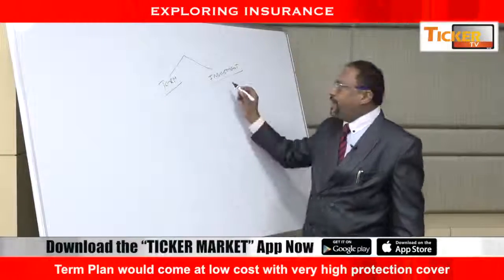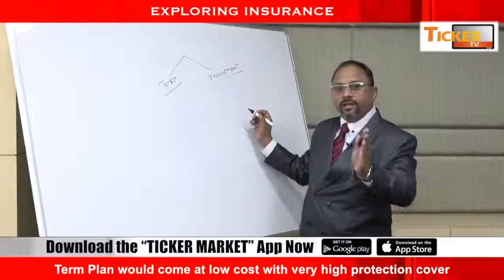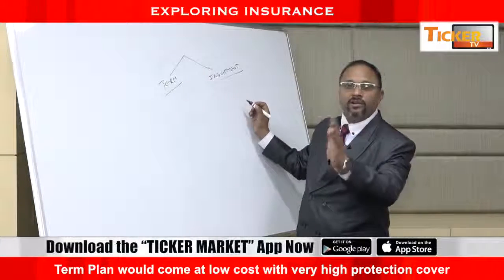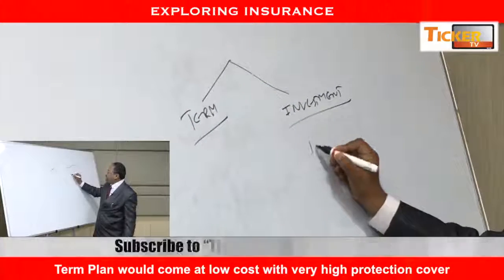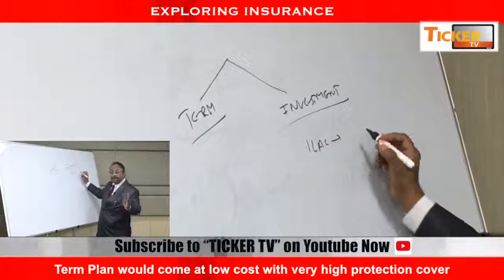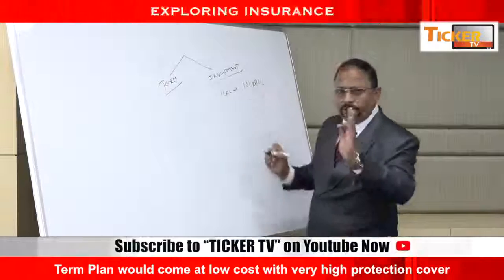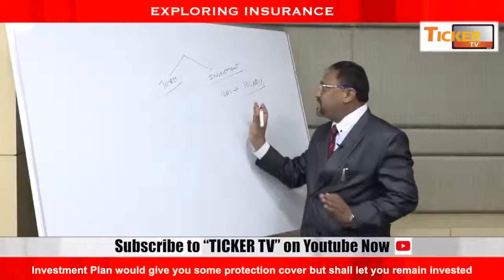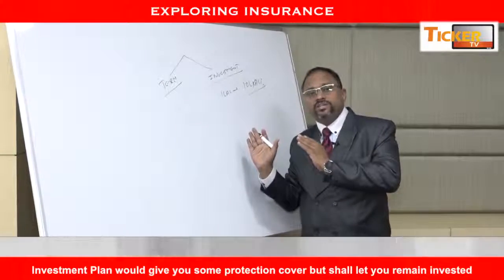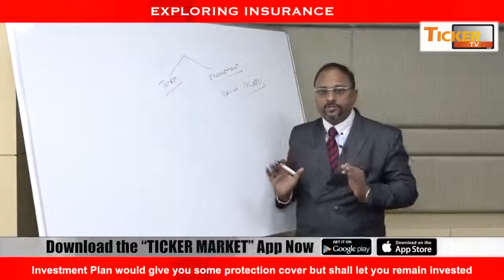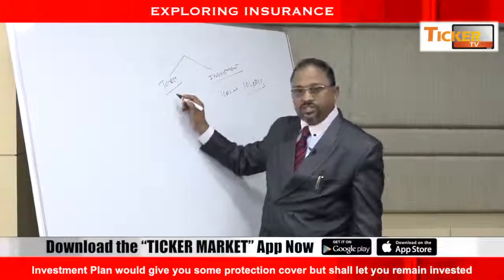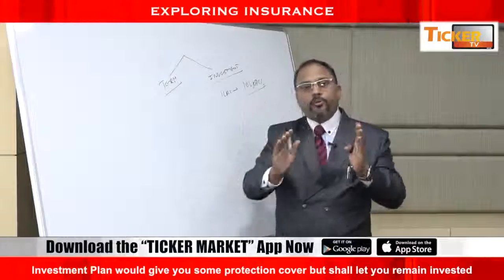So in an investment plan, normally whatever premium you pay, you get a multiple of around 10 times cover. That means if you pay 1 lakh premium, the cover you get is not more than 10 or 12 lakhs, approximately in that range. The reason is, a major component of this is used for your investment, right? Whereas in this, it's a pure protection.